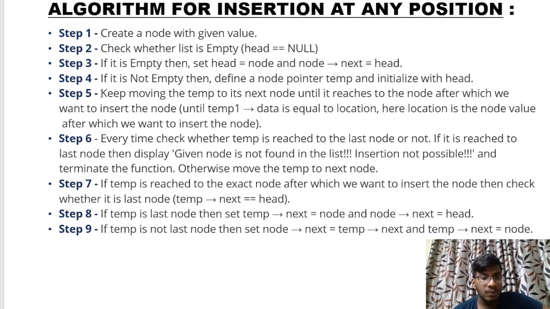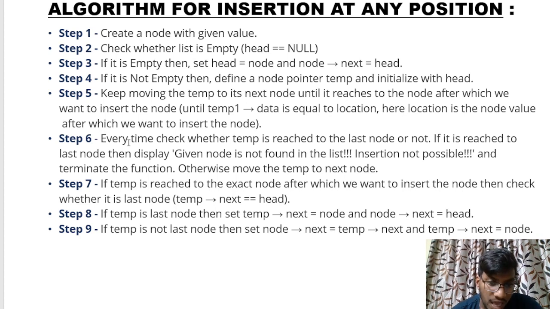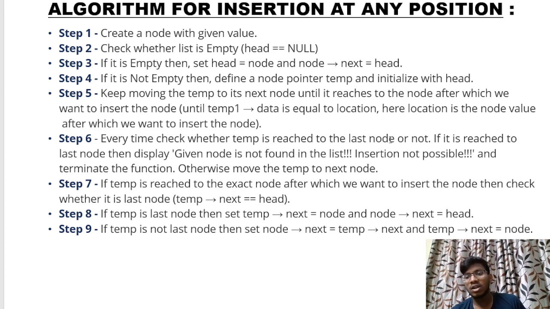So we need to take a position variable and assign it to a for loop, and continue the loop until we reach the position where we need to insert a node. Every time, check whether the temp has reached the last node or not. If it has reached the last node, then display that the given node is not found in the list and insertion is not possible. Otherwise, move the temp to the next node.